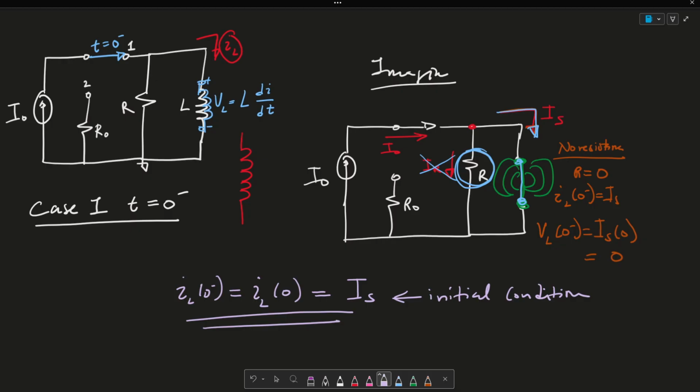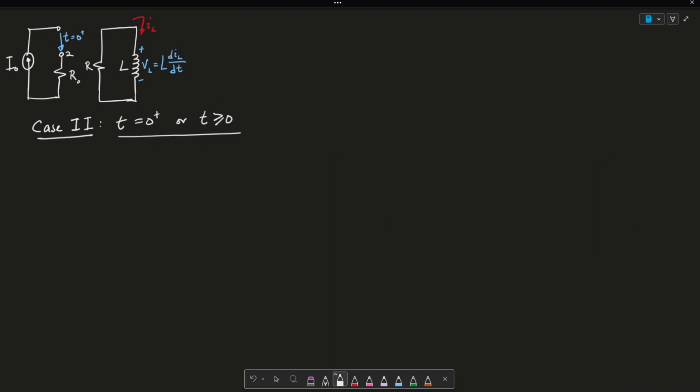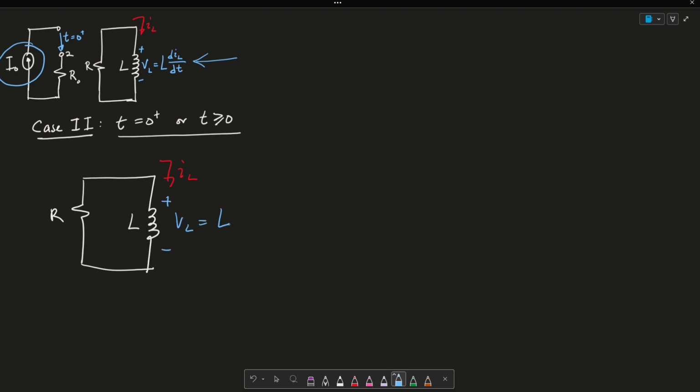Now we'll dive into case number 2, where we analyze the circuit for when t is greater than or equal to 0. Essentially, we've disconnected this DC current source from our circuit, and we want to analyze what this inductor is doing. So I'm going to redraw the circuit. This is R. There's a current that goes through here, IL. There's a voltage drop, VL, or an induced voltage due to current IL. Call it VL equals L dIL over dt.